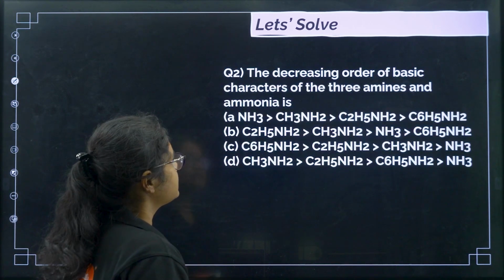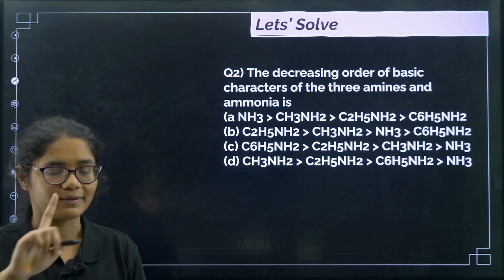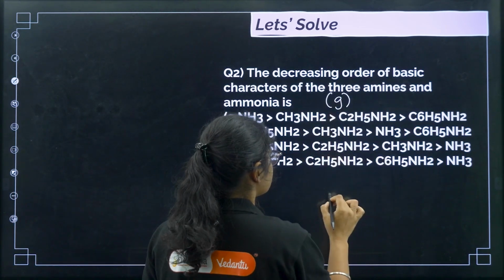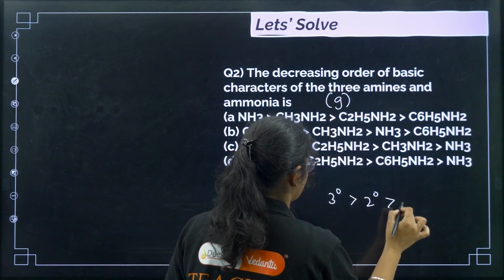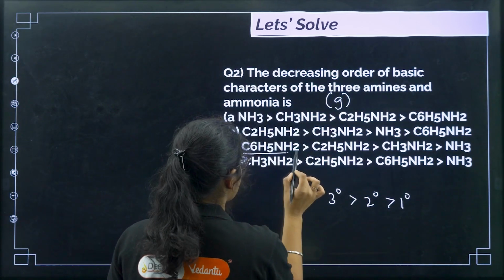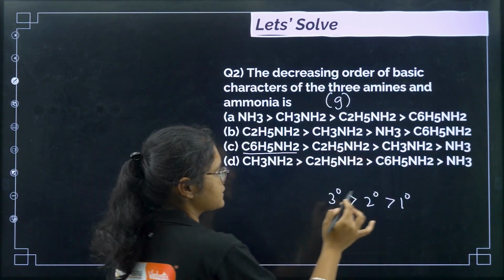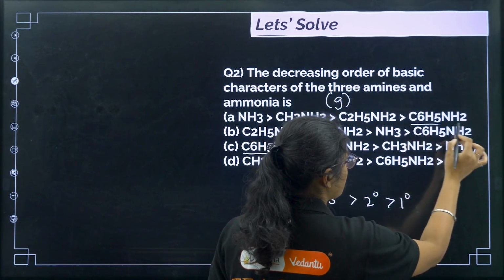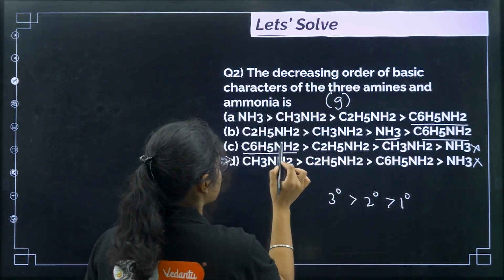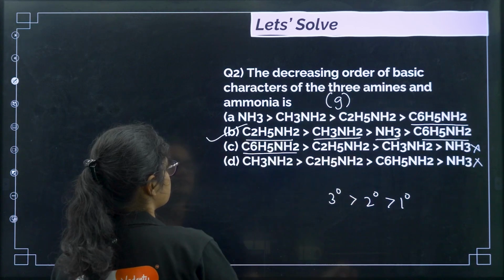Okay, next, the decreasing order of basic character of amines and ammonia. See, now when it is not mentioned whether it is gaseous phase or aqueous phase, you have to assume gaseous phase. So in gaseous phase the order is 3 degree, 2 degree, 1 degree, right? So you can see the question here is about a different thing. We have one aryl amine, so aryl amine should be the least, less than ammonia. So we can eliminate these two options. Here aryl amines are the least, and before aryl amines there should be ammonia. Here ammonia is there. Now here you have the C2H5 group, and here you have the CH3NH2 group. So the correct answer is option number B.